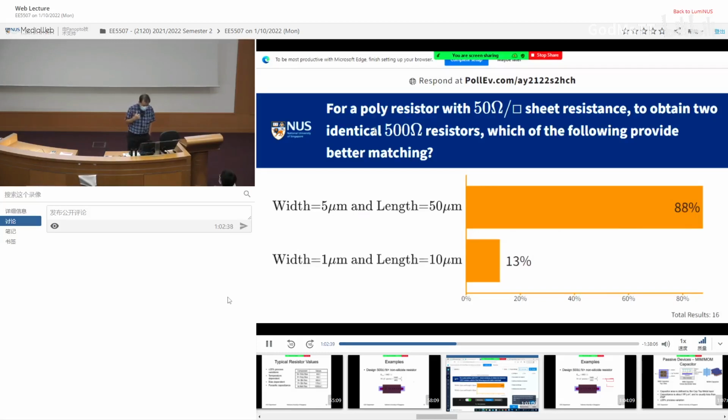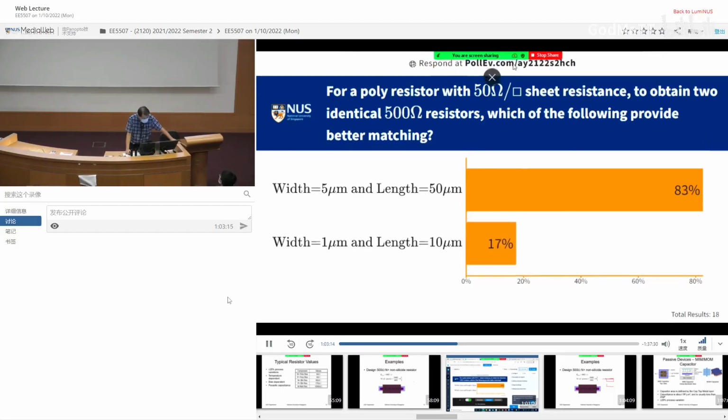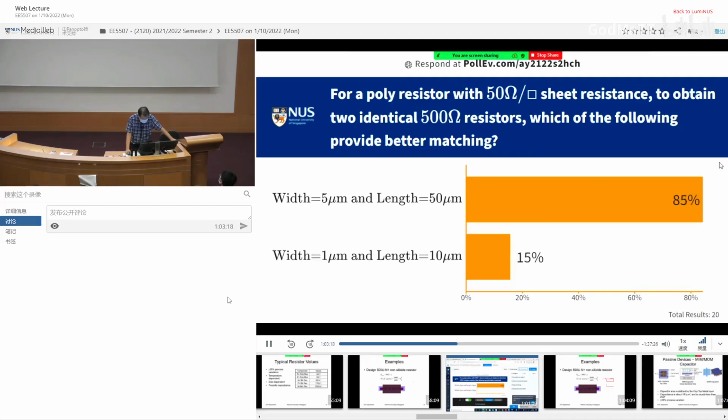So here is the response. 88% thinks that is the first choice. 12% thinks that is the second choice. Is it true? Which one provides better matching? I don't want you to raise the hand, so I use this poll so I can record down your response. Which one is the correct one? How come I cannot close this?